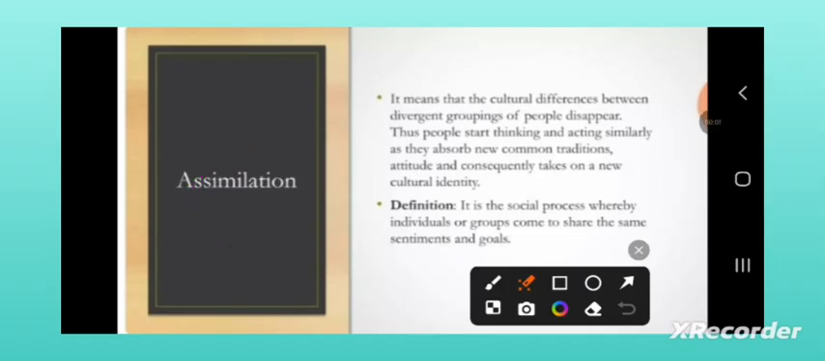Assimilation. It means that the cultural differences between diverse groupings of people disappear. Two groups start thinking and acting similarly as they absorb the common traditions and attitudes, and consequently take on a new emotional unity. Definition. It is a social process whereby individuals or groups come to share the same sentiments and goals. The key idea is that assimilation is a process where a minority group or individual gradually adopts the culture, values, and behaviors of a larger dominant group, eventually becoming indistinguishable from it.